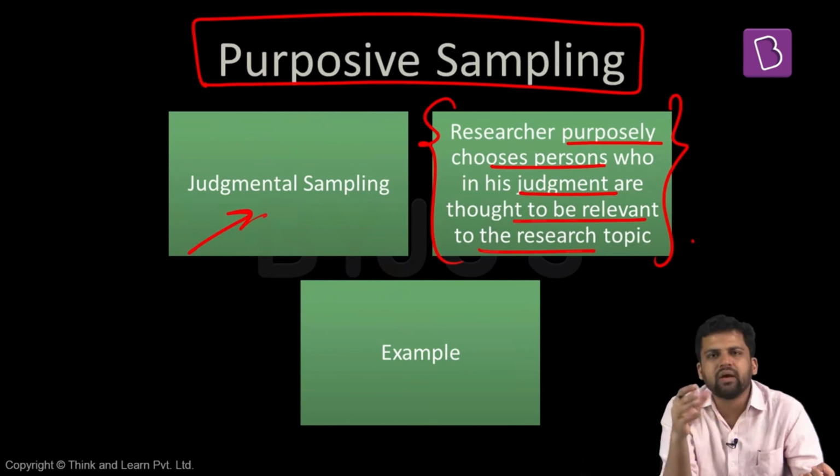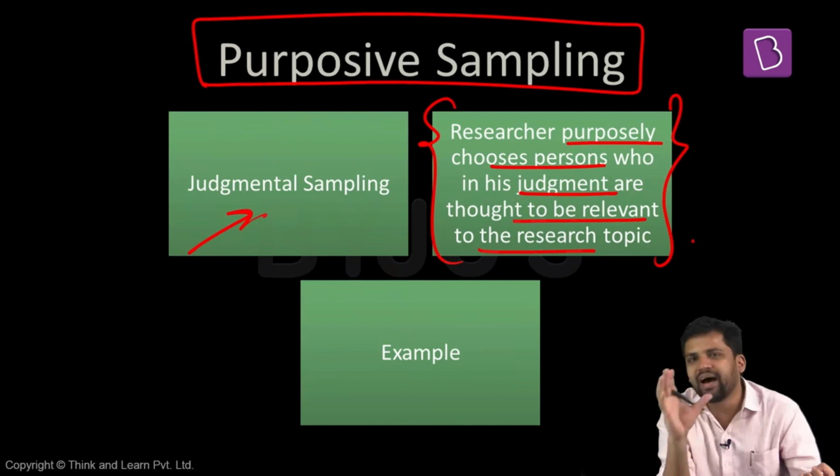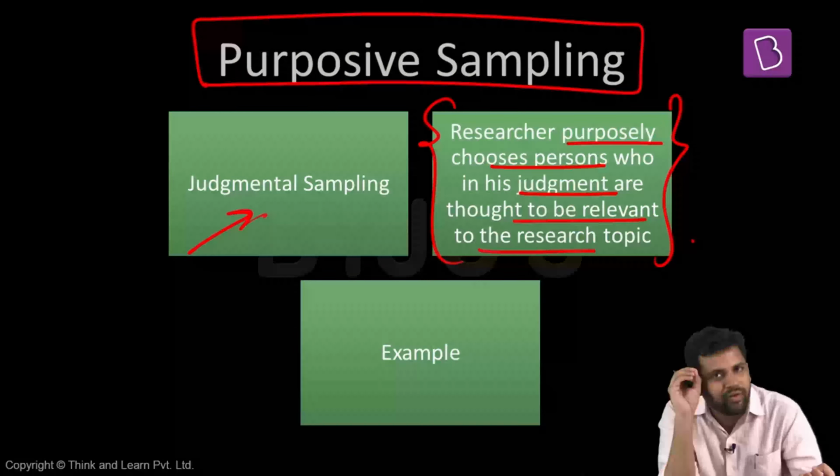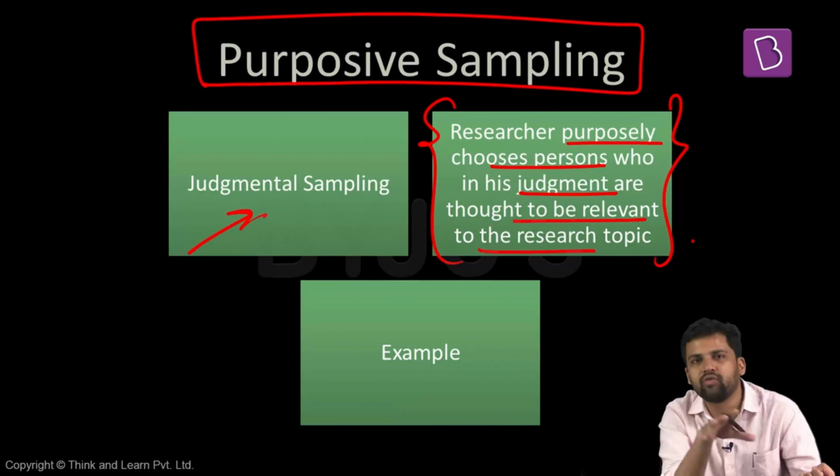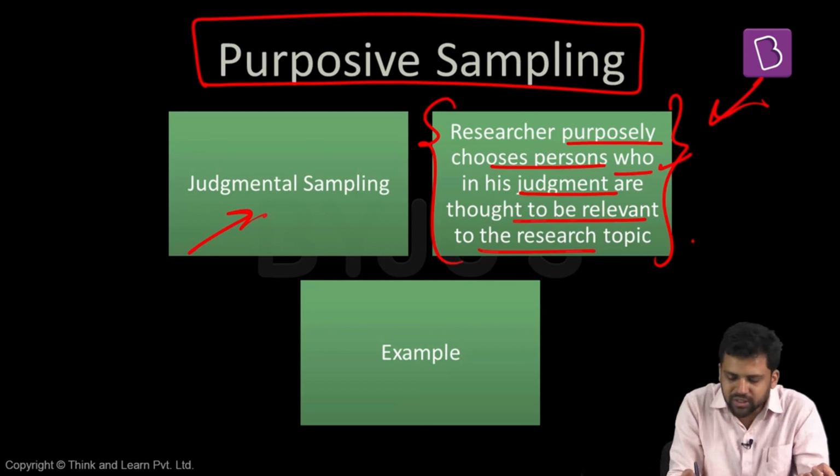Now, if you want to study, let's say, a betting system, you know that these are the areas where you can get the relevant details. These are the areas, so you will focus on those areas. You go to those areas where you know you will find better and get the necessary details. So you purposely choose those persons who, in your judgment, are relevant.